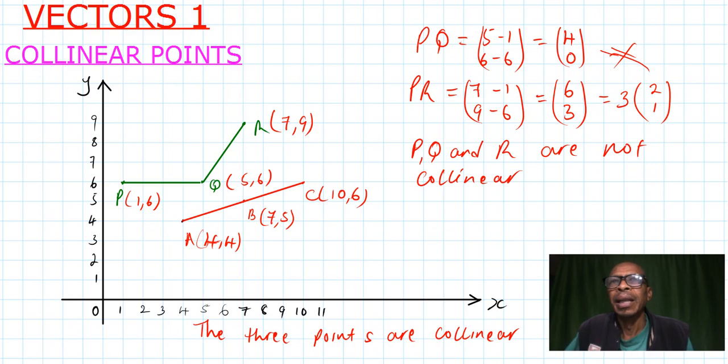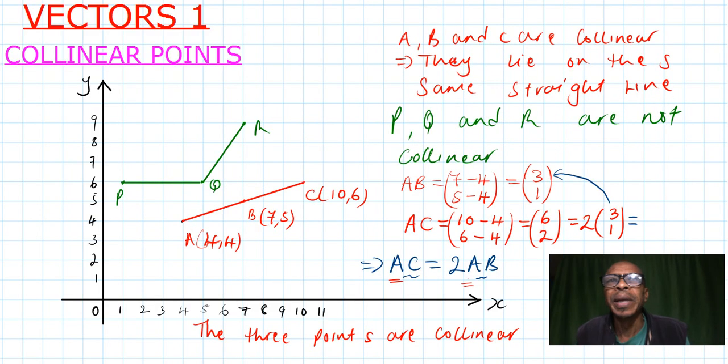If we go back to our question here, you can see we have expressed AC as a scalar multiple of AB. Remember what we said about the scalar multiple. 2 is a scalar. So that is why we concluded that A, B, and C are collinear. For you to conclude that 3 points are collinear, you must be able to express one vector as a scalar multiple of the other.